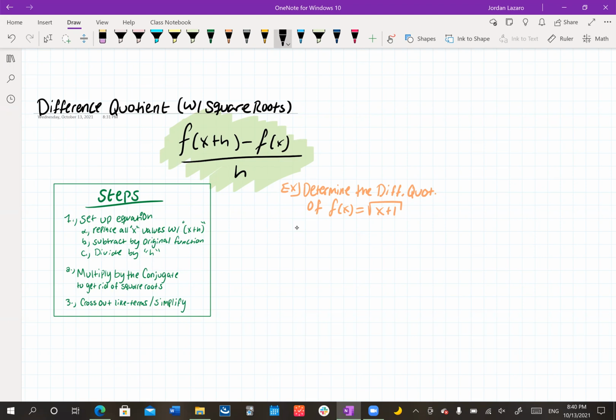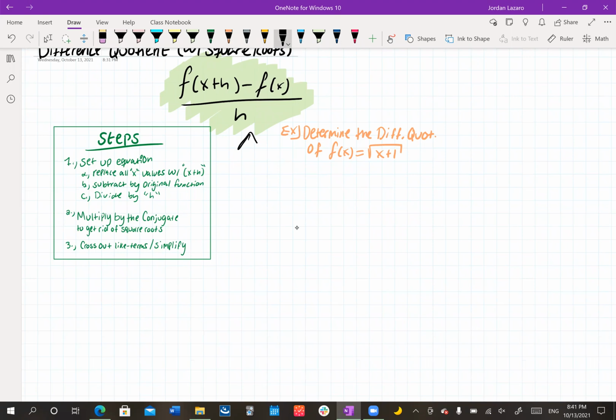We're going to set up the equation, and then here we're going to replace all x values with x plus h. And then after that, we're going to subtract by the original function and have that entire quantity divided by h. Next, we're going to multiply by the conjugate to get rid of the square roots. And then the last step is to cross out like terms and simplify. So this is going to be a really easy example. We have here the function f of x equals the square root of x plus 1. So with this in mind, both the equation and the steps I have written here, let's get to solving this.